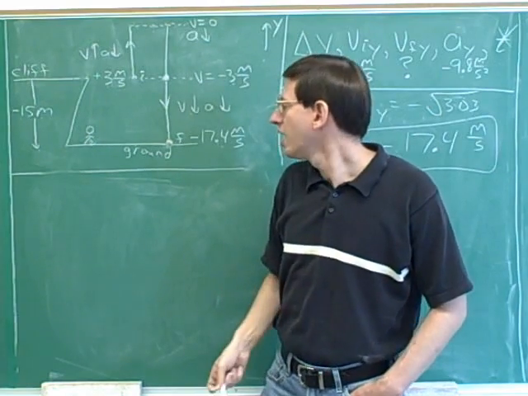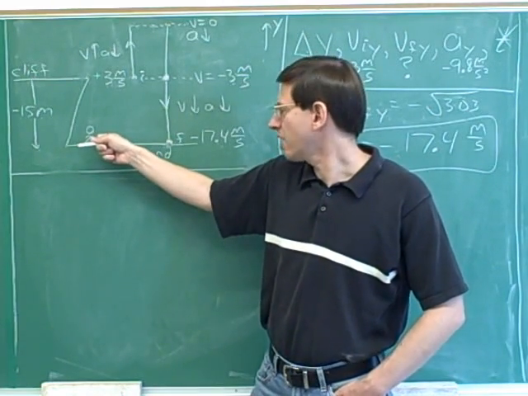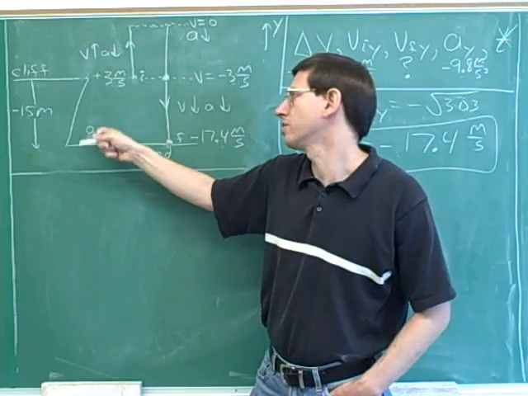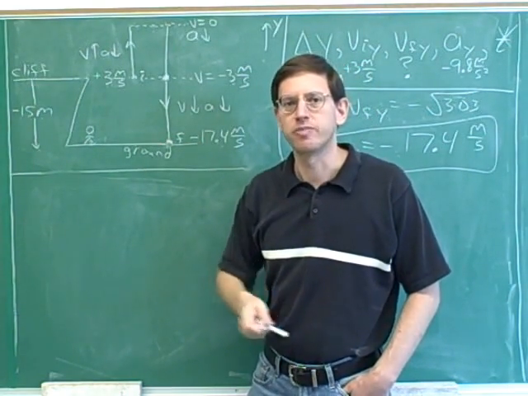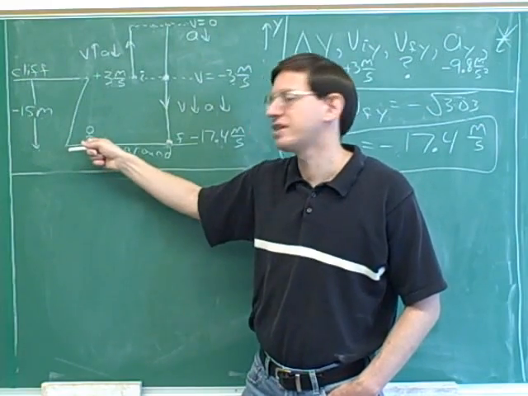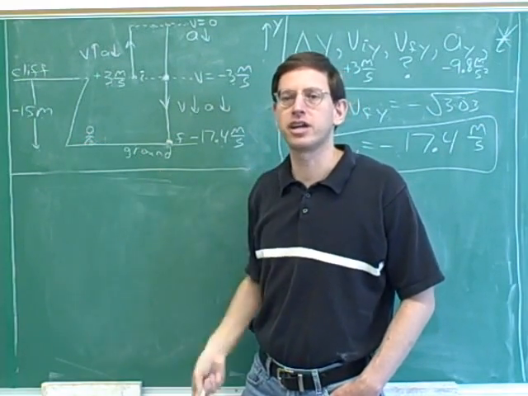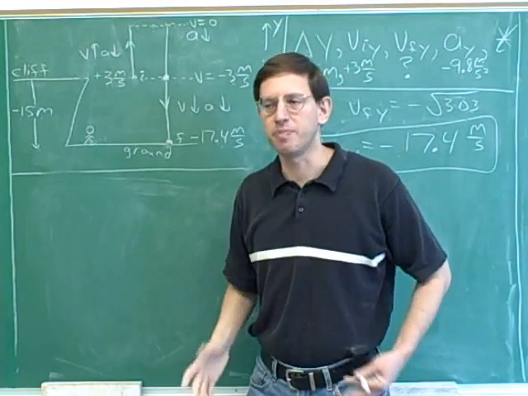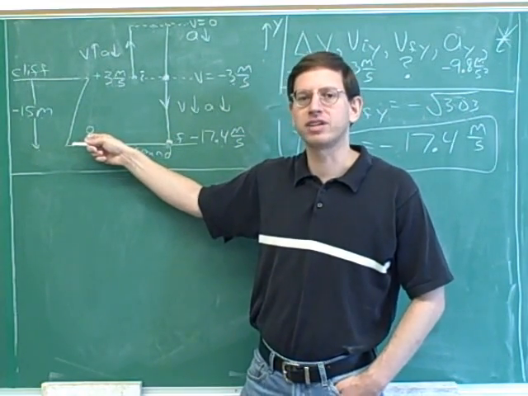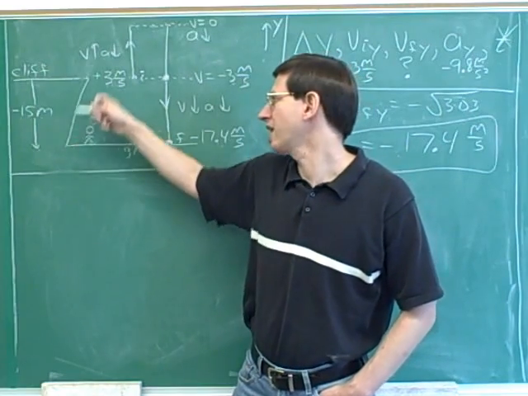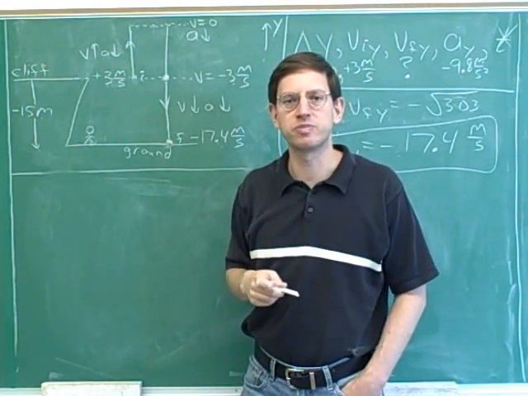So my question is, how fast do they have to toss the object up from the ground so that when it reaches the cliff, it's only going to be going 3 meters per second? They can toss it up as hard as they want. What initial speed does the person on the ground have to give the object so that by the time it reaches the cliff, it's going at 3 meters per second?